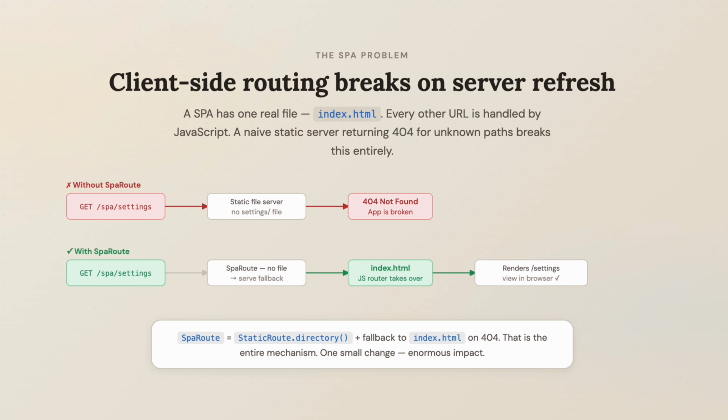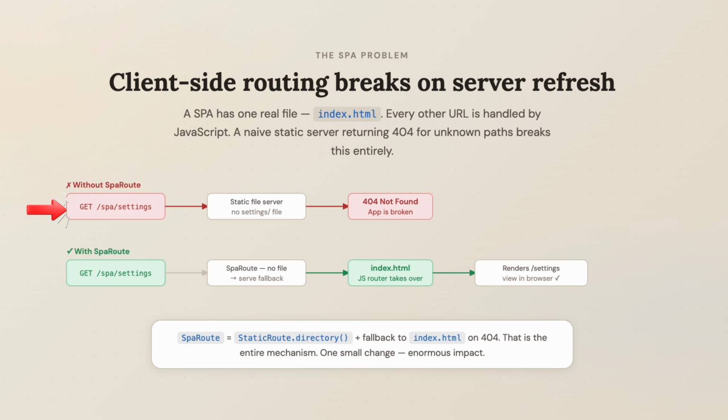So a single page application is a web app where the browser downloads one HTML file, usually index.html, and then JavaScript takes over, rendering the rest of the UI and handling all navigation client-side without ever making a full page request to the server again. So the challenge this creates for a web server is URL routing.